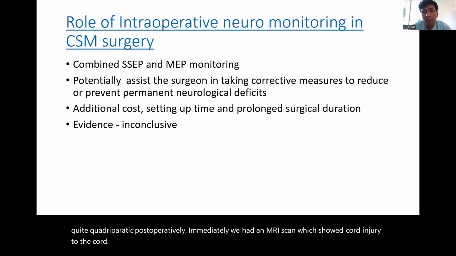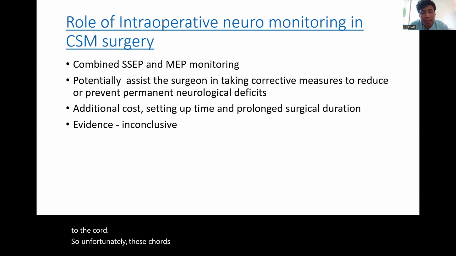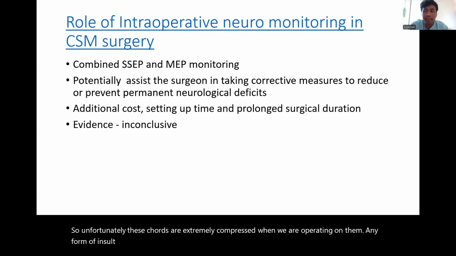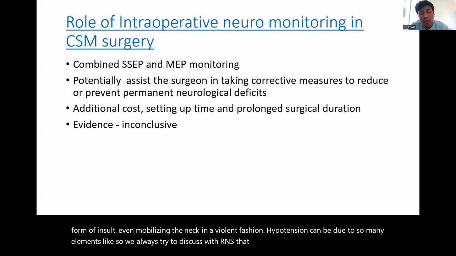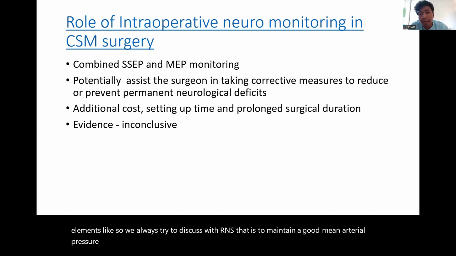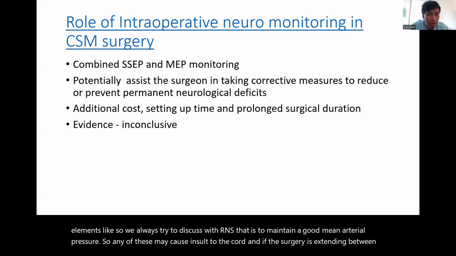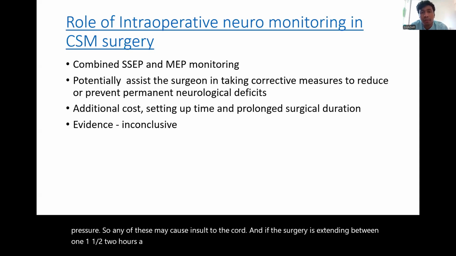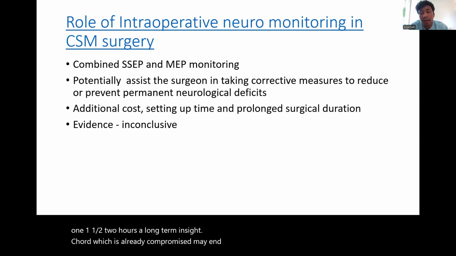So unfortunately, these cords are extremely compressed when we are operating on them. Any form of insult, even mobilizing the neck in a violent fashion, or hypotension, which can be due to so many elements, may cause insult to the cord. We always try to discuss with the anesthetist to maintain a good mean arterial pressure. And if the surgery extends to 1.5 or 2 hours, a long-term insult to the cord, which is already compromised, may end up causing great devastating complications.